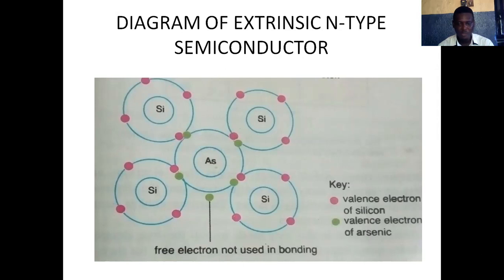They are called donors also because they readily have electrons to donate to another atom that has holes in them. So these are called donors, and they are also called N-type semiconductors.